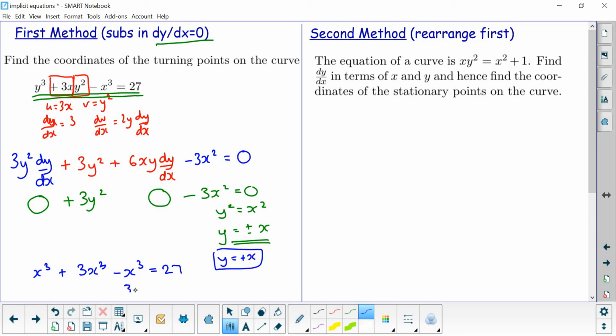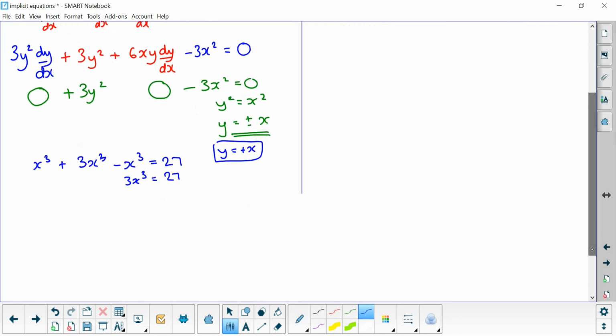So altogether, that gives us 3x cubed is 27. And then that is x cubed is 9. So x is, rather awkwardly, the cube root of 9. And we know that y is equal to x. So one of the stationary points is going to be the cube root of 9, the cube root of 9.